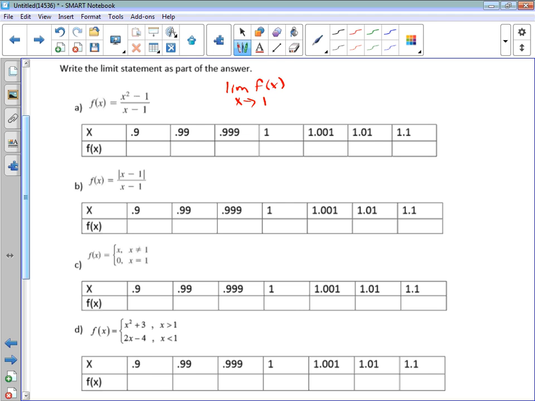Go ahead and get out your calculator. Let me open up mine. So go ahead and enter that x squared minus 1 over x minus 1 in your y equals.